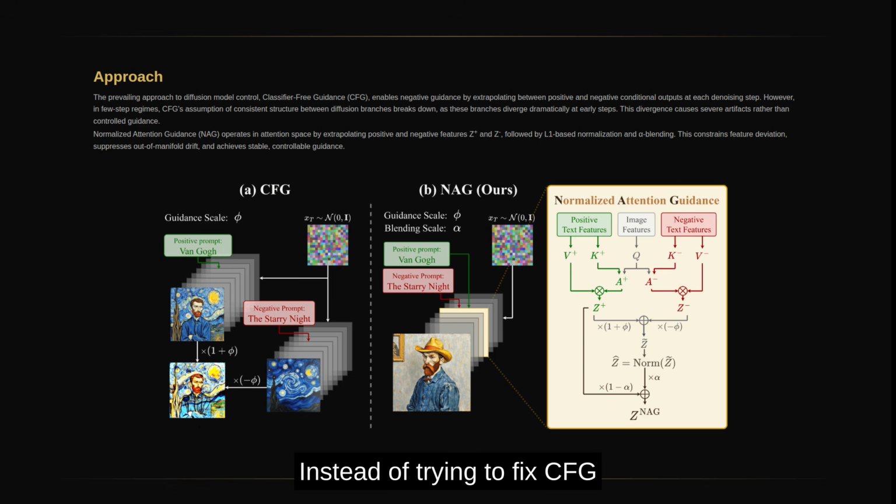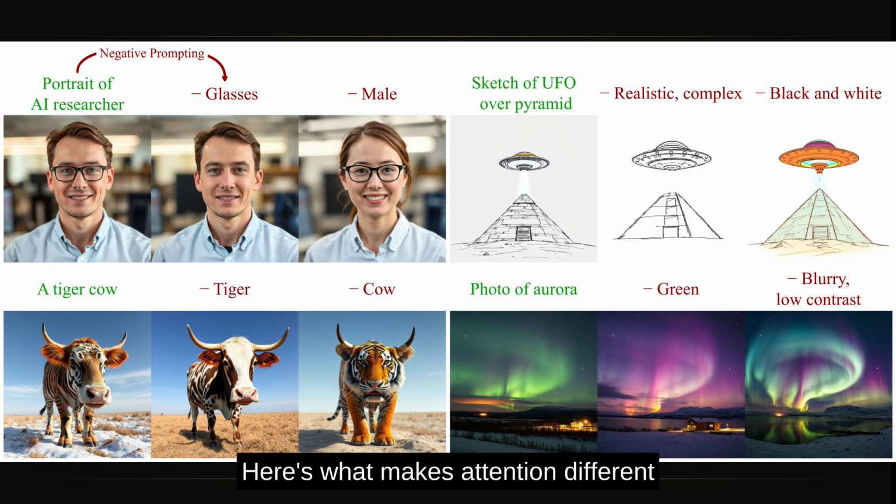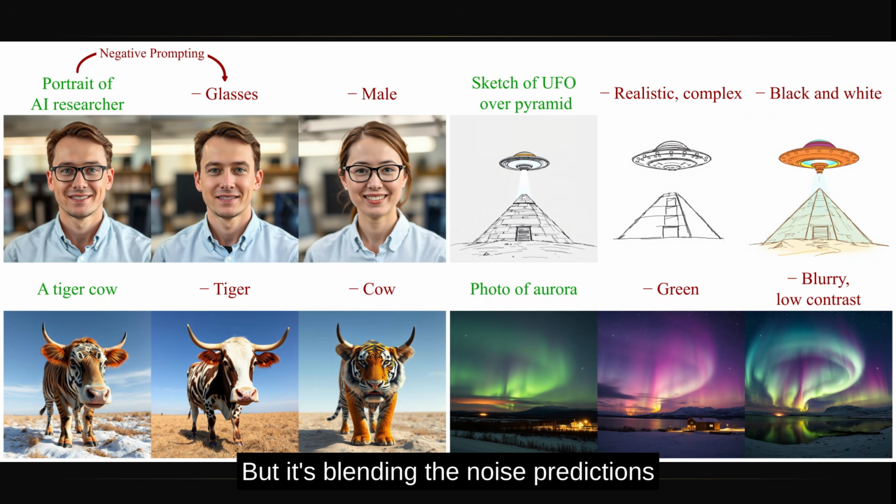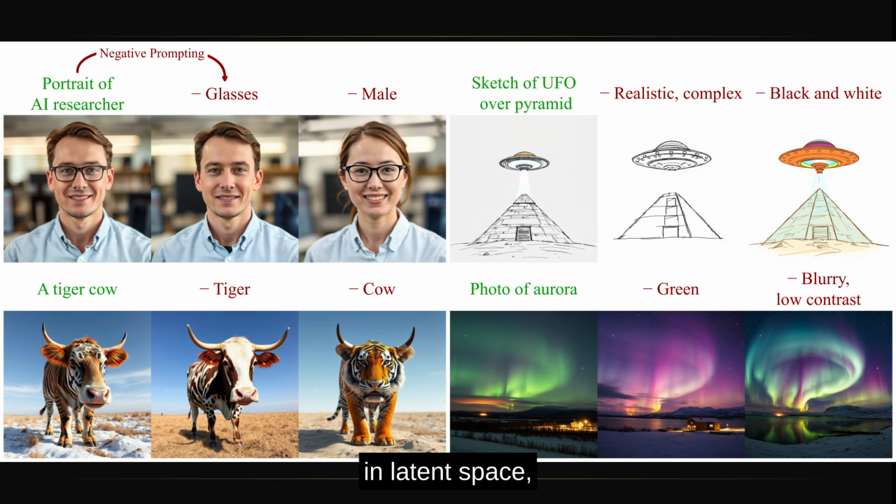Instead of trying to fix CFG for few-step models, it operates in a completely different space, the attention space. Here's what makes attention different from standard CFG. CFG blends the conditional and unconditional branches at every denoising step, step 1, step 2, and so on. But it's blending the noise predictions in latent space, the actual outputs at each step.